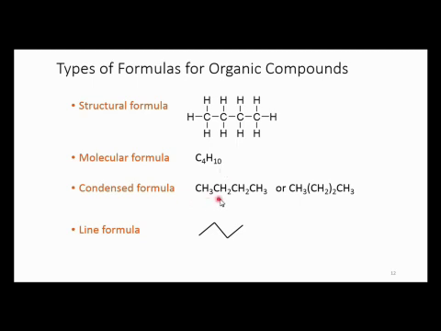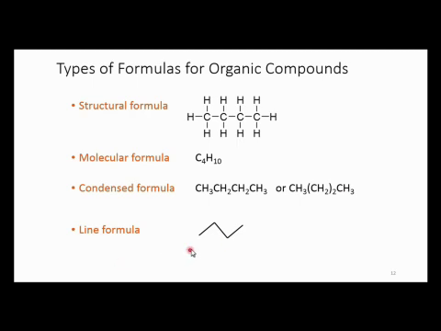A condensed formula that gives you a little more structural information is shown here. This first carbon has 3 hydrogens attached, and then that is attached to a carbon with 2 hydrogens. So that's what's shown, CH3 to CH2 to CH2 to CH3. Or even more condensed, CH3 is attached to 2 of these CH2 units, and then finally to a CH3.